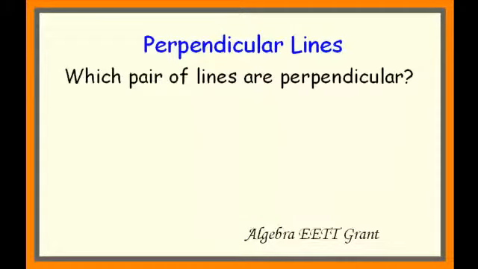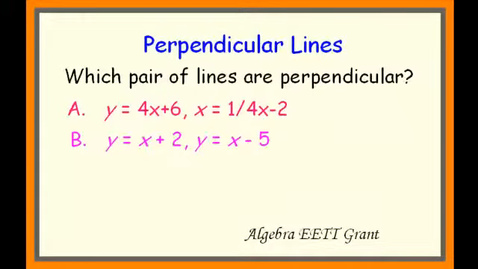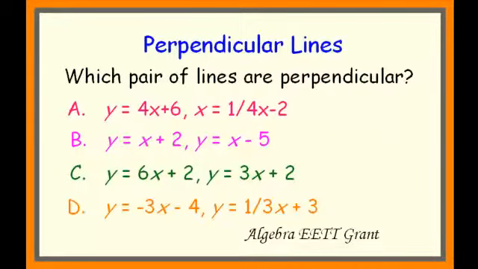Now let's solve this problem. Which pair of lines are perpendicular? Remember, when we're looking at the different answers, what do we look for with perpendicular lines? Well, we look to see that their slopes are opposite reciprocals. It really doesn't matter what the y-intercepts are. They could be the same, they could be different. As long as the slopes are opposite reciprocals, they are perpendicular. So in this case, the only set of lines that have opposite reciprocal slopes, and therefore is our answer, is D.